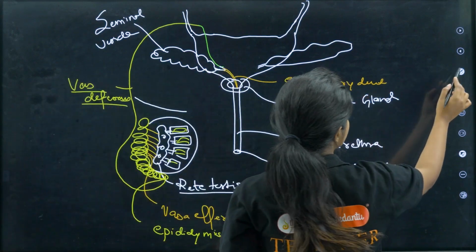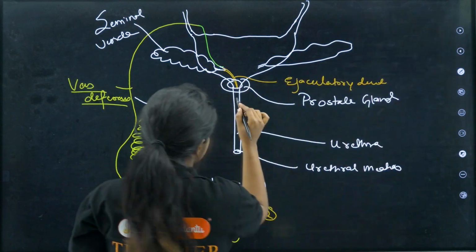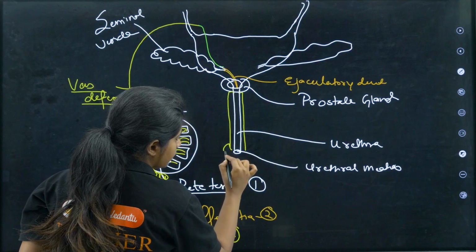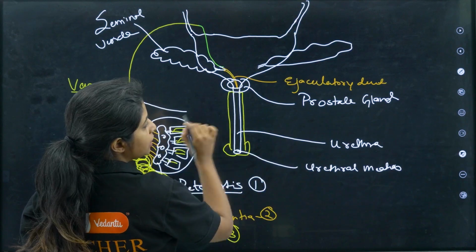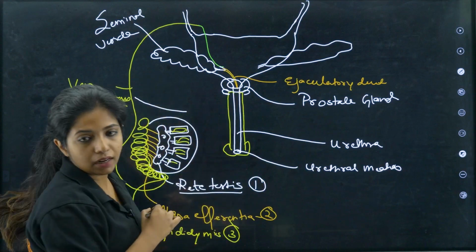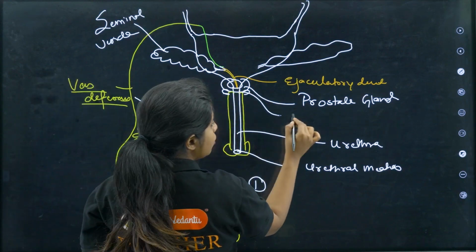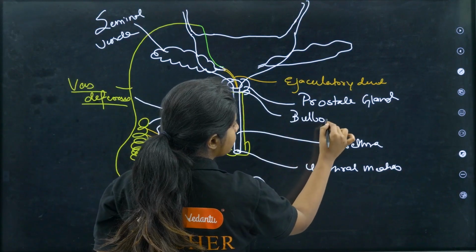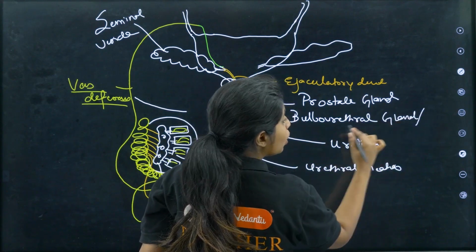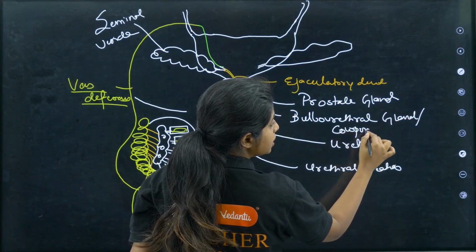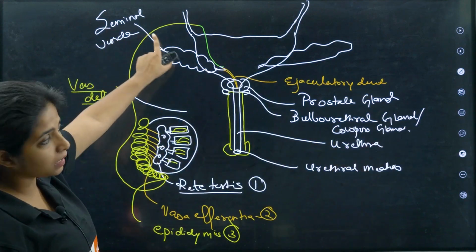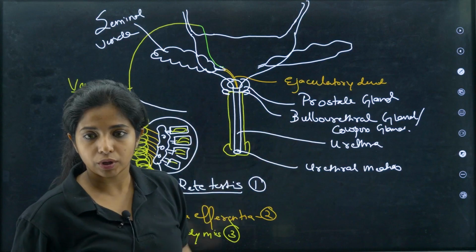And then you also have one more thing. Suppose this is the external genitalia, that is the penis that you are having. Over here, my dear children, again there are paired glands which are known as bulbourethral gland, or you also call it Cowper's gland. So how many glands are there? Seminal vesicle, prostate gland, and bulbourethral gland.